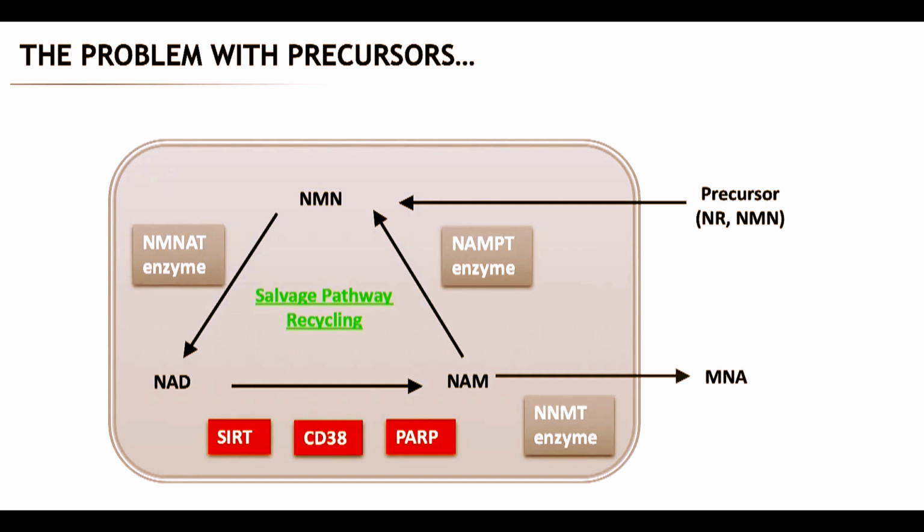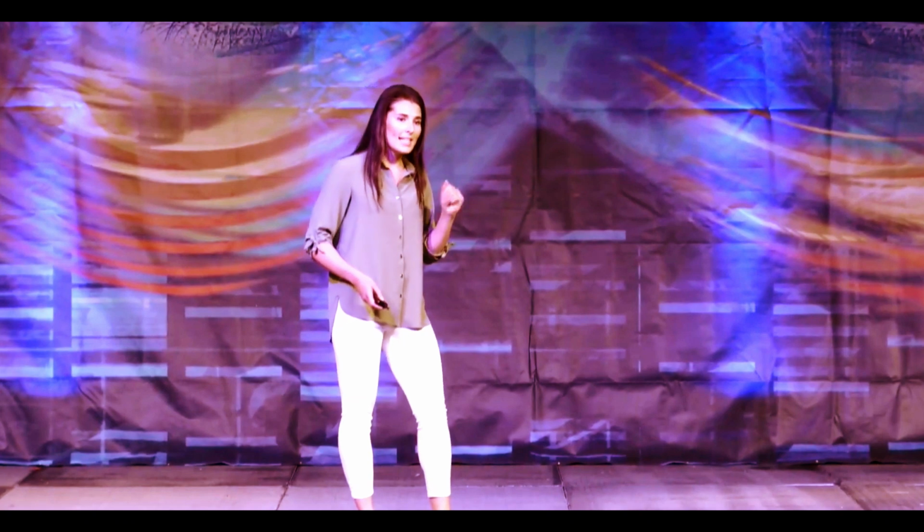But the problem with precursor supplementation is it's not actually addressing any of the reasons why your NAD is actually declining. So your NAD is not declining because your cells don't have enough precursor to make into NAD. It's declining because they've become less efficient at making and recycling NAD. It's declining because they're using more NAD up.